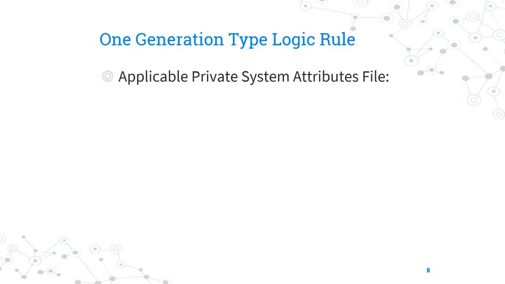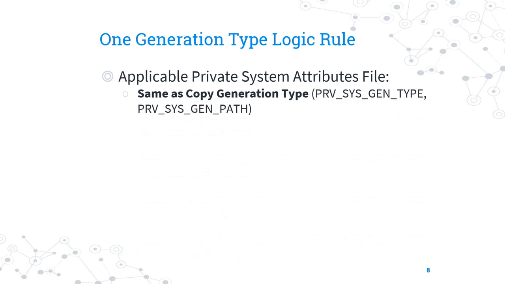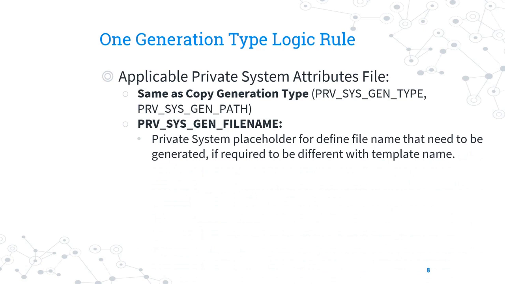The private system attributes applicable for this one generation type logic rule are: the first is the same as the copy generation type, like prv_sys_gen_type, and also prv_sys_gen_path. The second is prv_sys_gen_file_name, which is the private system placeholder for defined file name that needs to be generated if required to be different from the template name. And it will also remove the .ftl file extension if it is in the last file name.